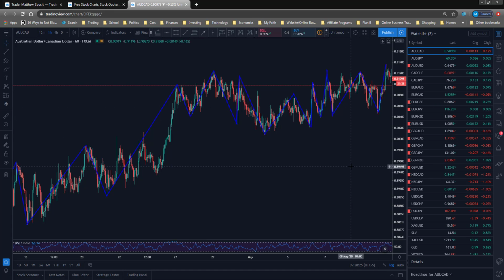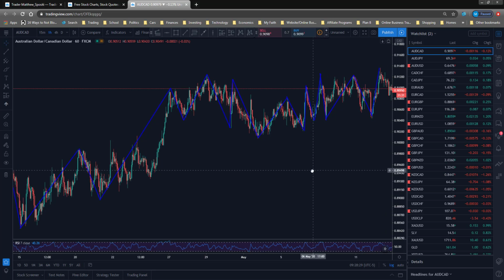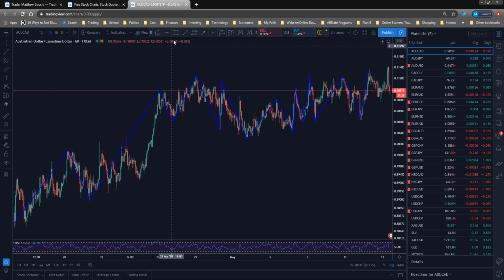So you see what I mean? Just massive consolidation. The Forex market actually consolidates 70% of the time. Did you know that? 70% of the time. It just absolutely boggles the mind, doesn't it? What am I doing? I don't want to do that. Let's actually draw this up here.